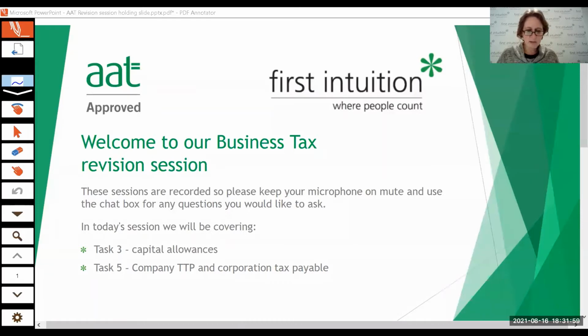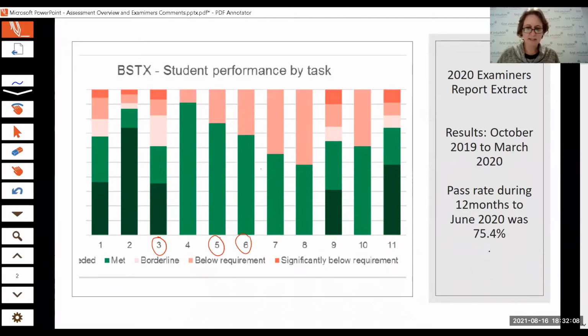Let me then, for anybody that might be joining us for the very first time, direct you to a little overview of what to expect in this assessment. This is taken from the examiner's report, and if you haven't already reviewed the examiner's report, then I would highly recommend that you do. There's some really useful information on there, not least this graph that shows us the student performance by task. And of course, what we're looking for is to be in the green sections. So the green sections are exceeded and met, and then we go into the pinks, the borderline through to the significantly below and below requirements. So we want to be in those green sections.